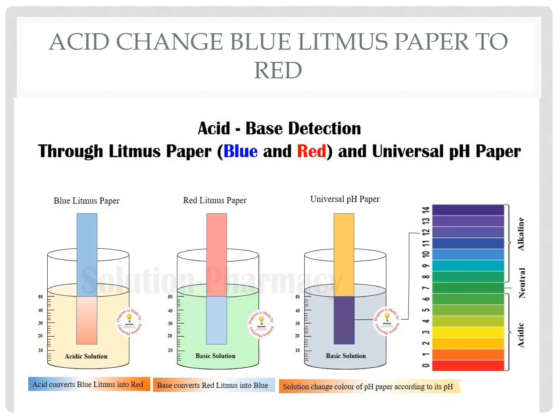So the litmus papers are available in both blue and red, as you can see. And when acid is added to the blue litmus paper, the color of the litmus changes to red. Remember this.